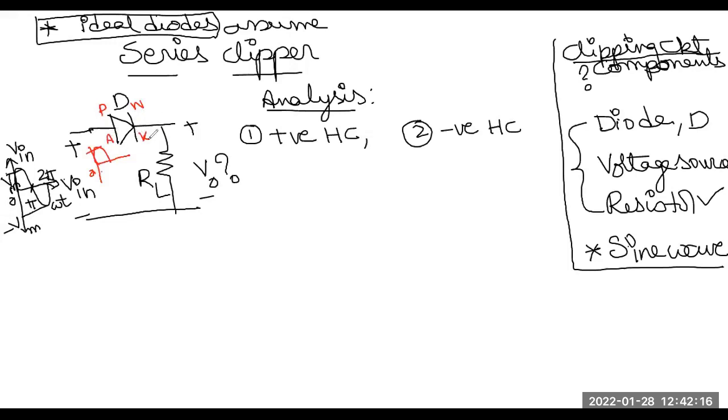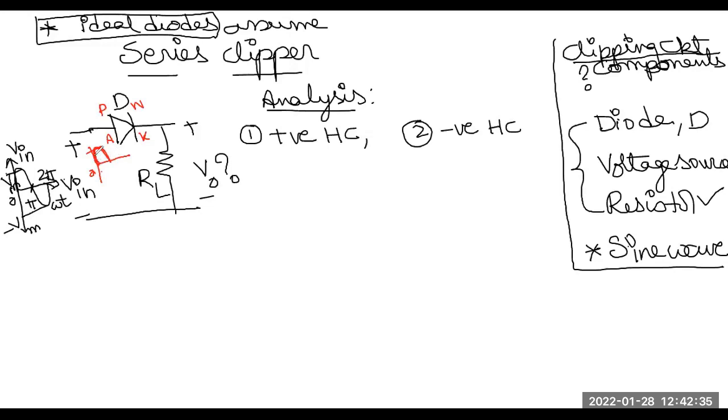Now, when does our diode enter into the on state? When the anode is receiving a positive voltage or a negative voltage? Positive voltage, right? So I am analyzing this circuit initially for what cycle? Positive half cycle. So any value greater than 0 is a positive voltage, right?